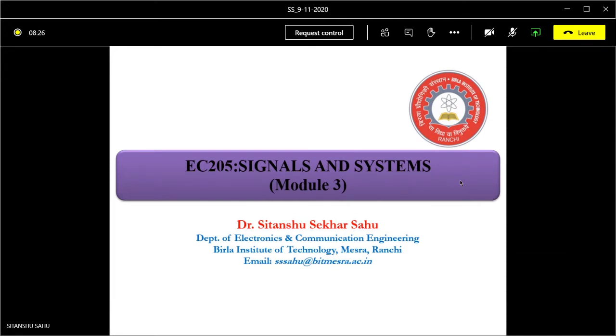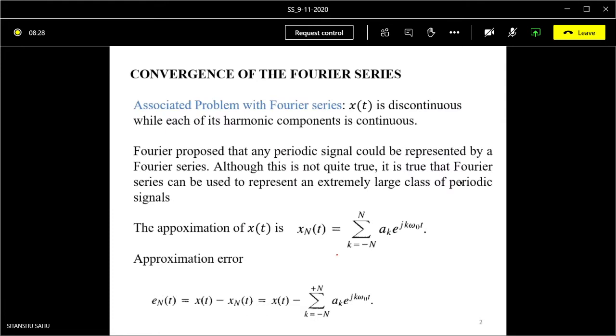All right. So, as we discussed earlier, in Fourier series or Fourier transform, there is a condition that it has to satisfy the Dirichlet conditions. Okay, so that we call the convergence of the Fourier series.